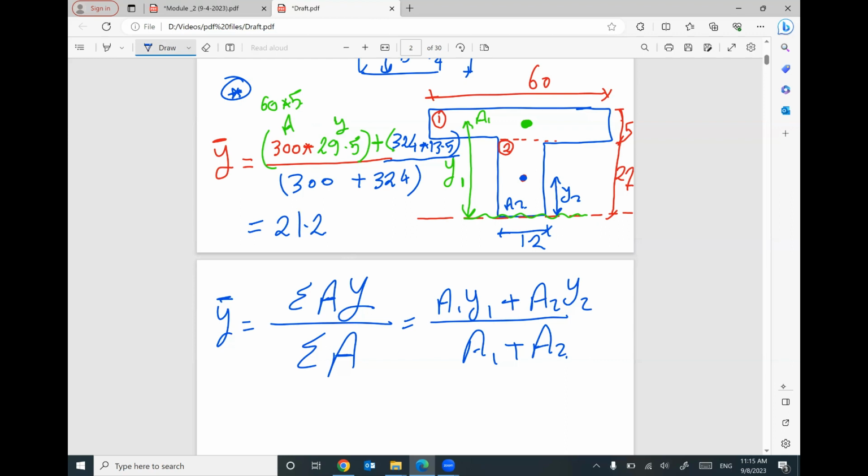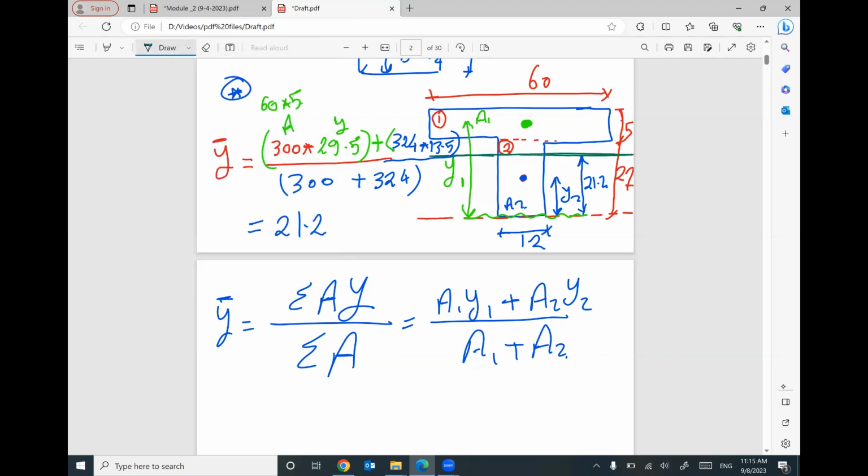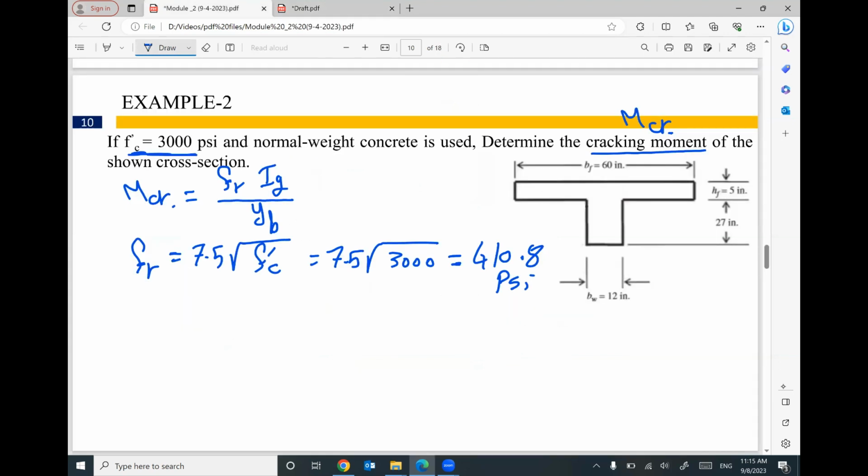So at distance 21.2 from this reference, which is at the bottom, I can locate my neutral axis, or I can locate my centroid. So your centroid is at distance 21.2. I can put the x-axis here, and here is the y-axis, and here is my centroid. Does that make sense?